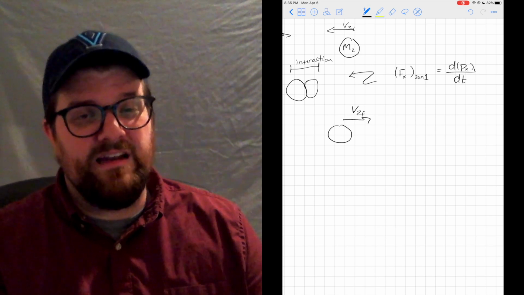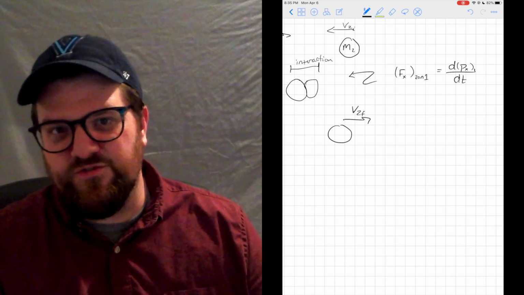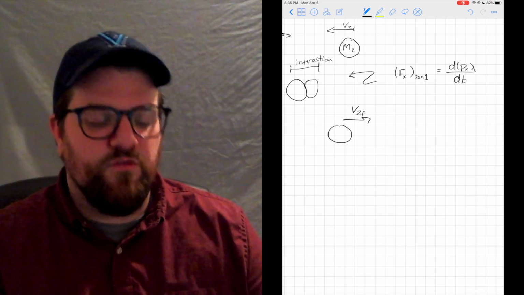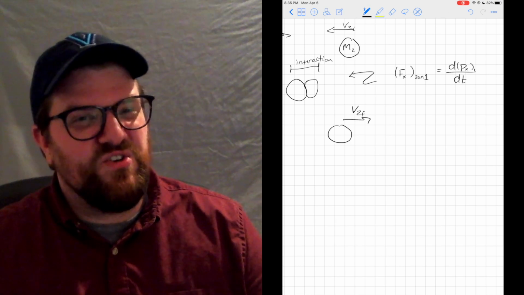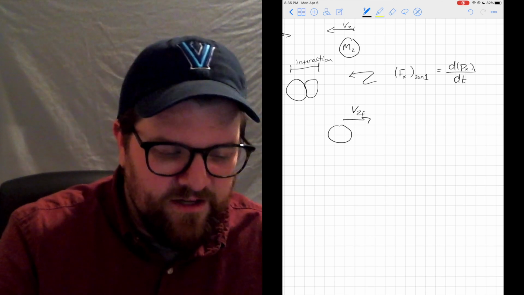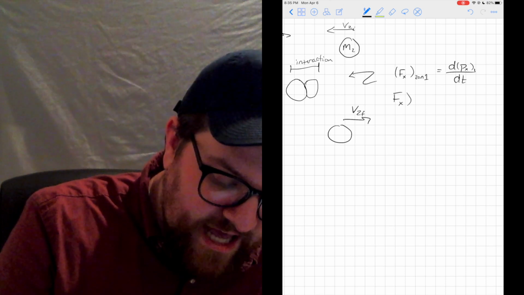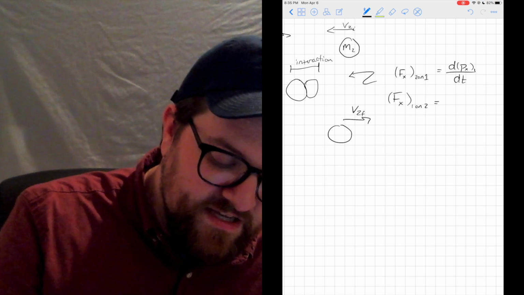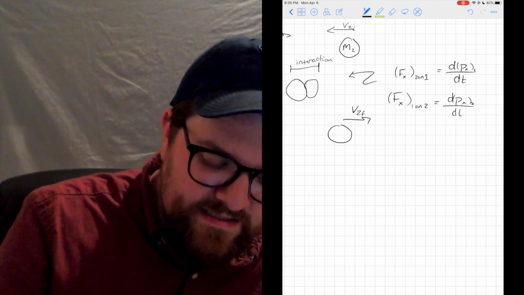There's going to be a lot of subscripts to this, unfortunately, because I'm really trying to drive home that we're only thinking in one direction here. But not only that, there are two objects, an initial and a final. So there's just a lot of subscripts to keep track of. We'll do our best. The next one is Fx 1 on 2, and that should be equal to dpx2 over dt.